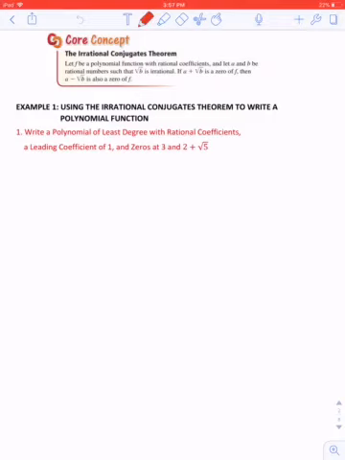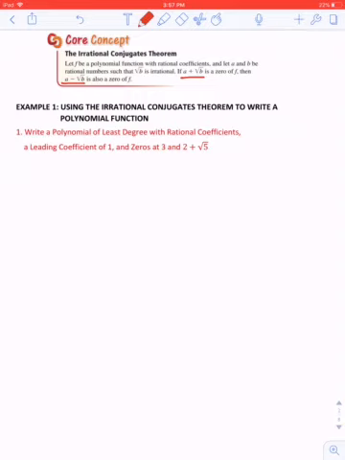Okay, so the irrational conjugates theorem. If you have a polynomial function with rational coefficients, all that good stuff, then if you have a plus root b as a 0, then you also have a minus root b as a 0.